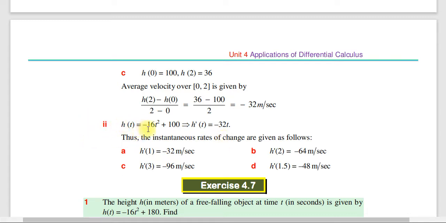Second, h of t equals negative 16 t square plus 100, so h prime at t is minus 32 t. Once we have this, the instantaneous rates of change are as follows. h prime at 1 second is minus 32 meters per second. At 2 seconds, it is minus 64 meters per second. At 3 seconds, minus 96 meters per second. And at 1.5, minus 48 meters per second.